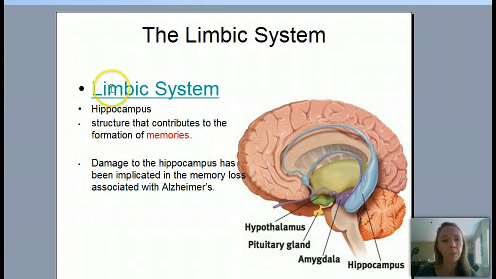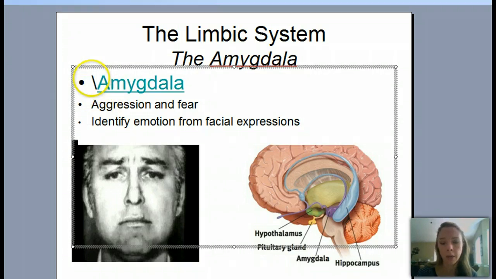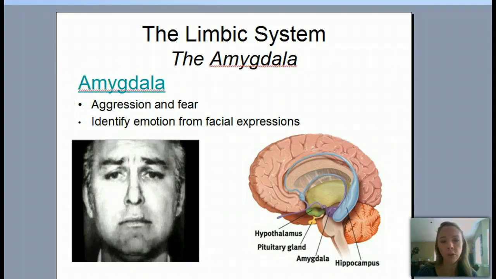The next part of the limbic system is called the amygdala. We've talked about this in class a couple times already, but the amygdala is really responsible for emotions, right? So I always remember Amy is an emotional girl. All right, so my amygdala has to do with emotions, aggression, fear, and this part of the brain is also involved in looking at other people and identifying emotions. So looking at this man's face right here, and knowing that he doesn't look very happy, but he doesn't look mad, he doesn't look angry, he looks kind of sad and maybe even a little concerned.